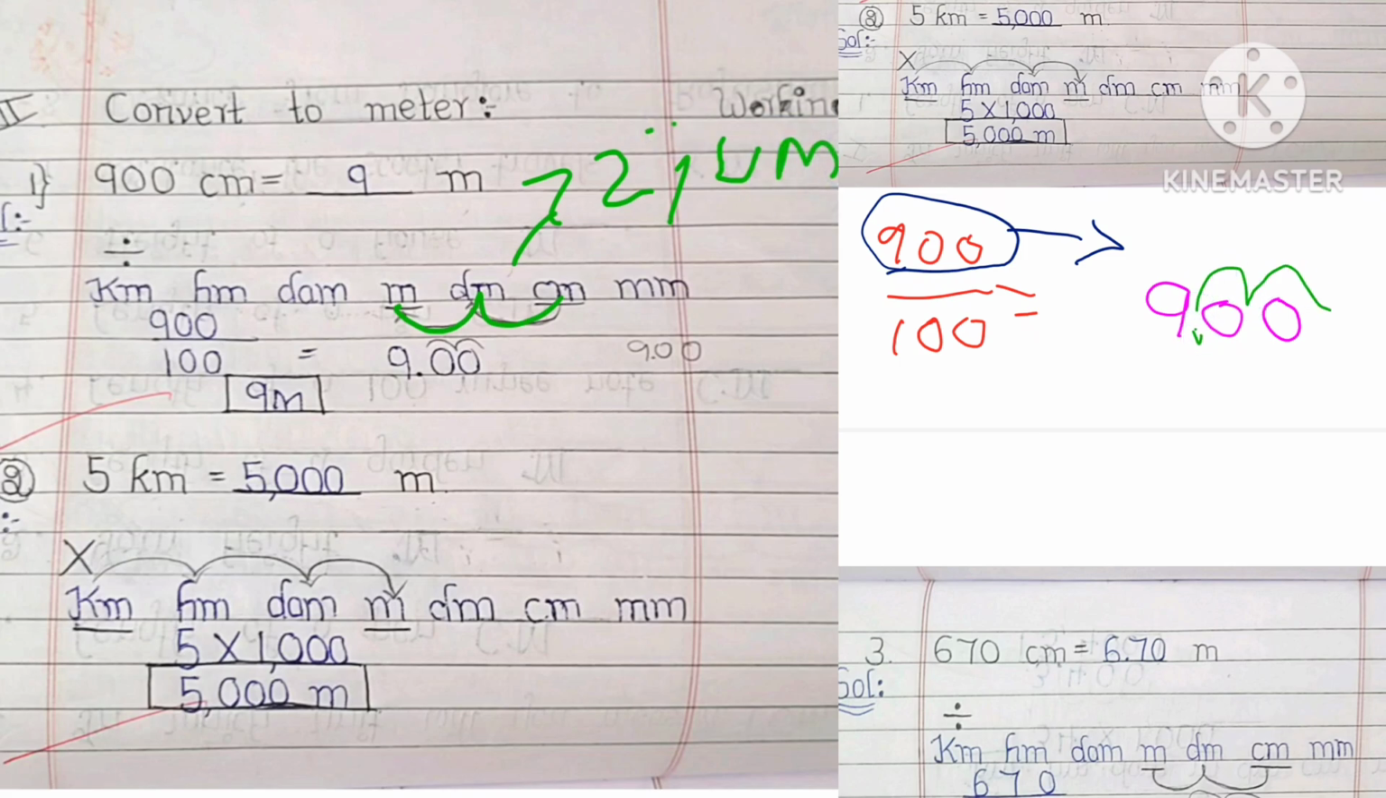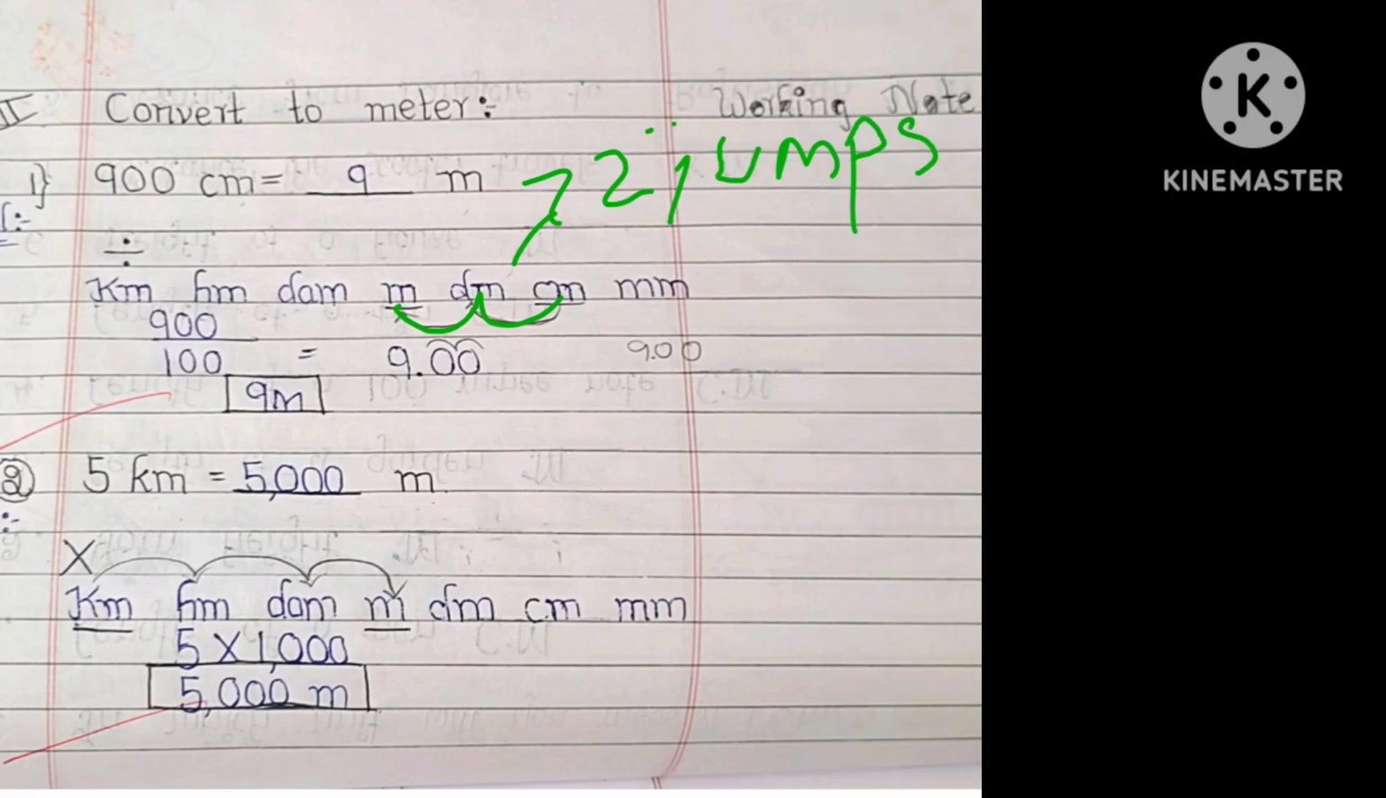Wherever it stops, there you have to put the decimal point. It means that 9 meter. Okay, after the decimal point, if there are only zeros, you can exclude that, you should not write that. So 9 meter you can write. The answer is 9 meter.